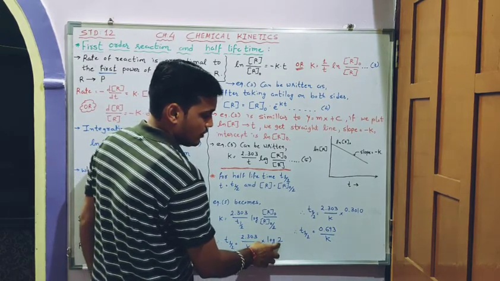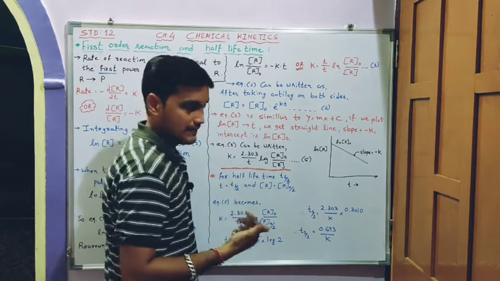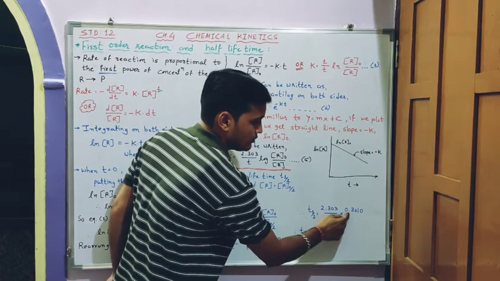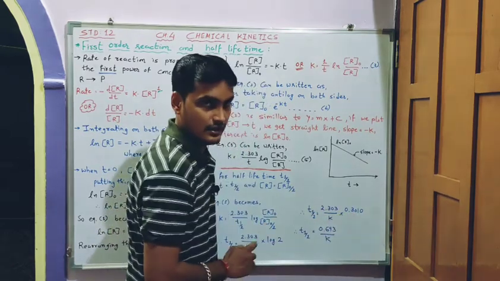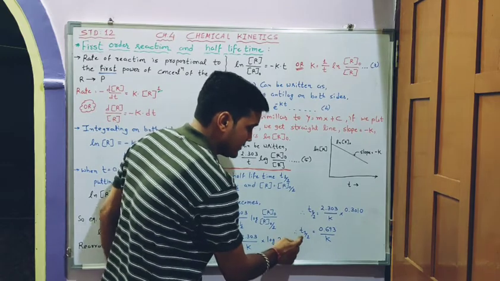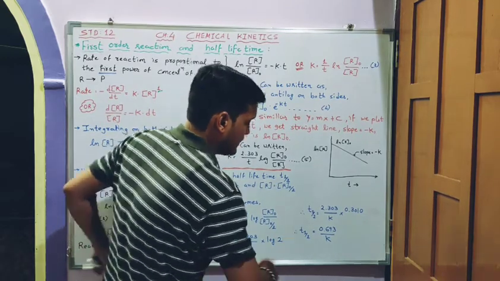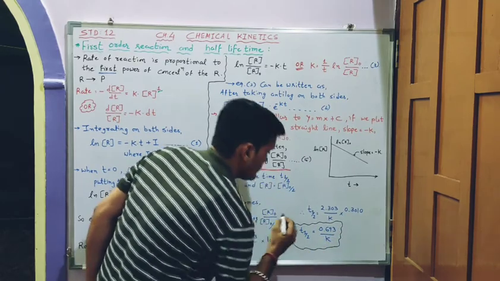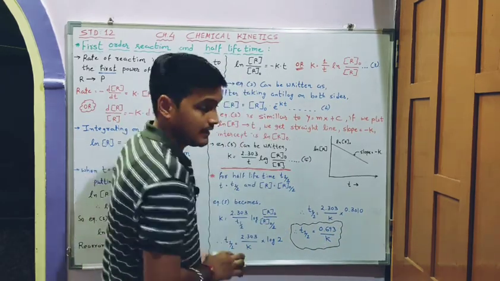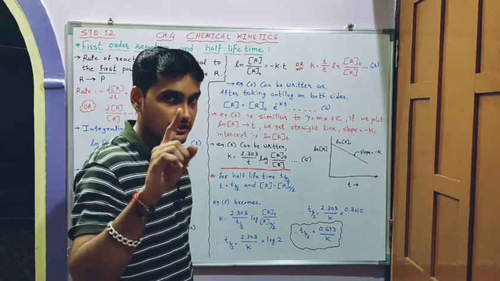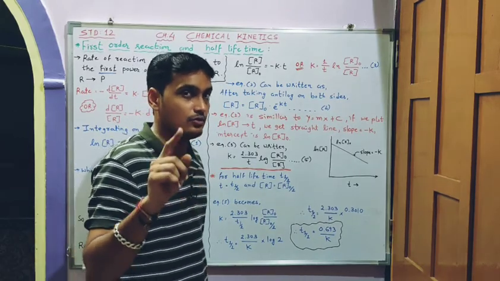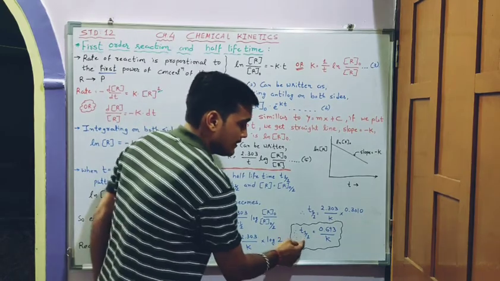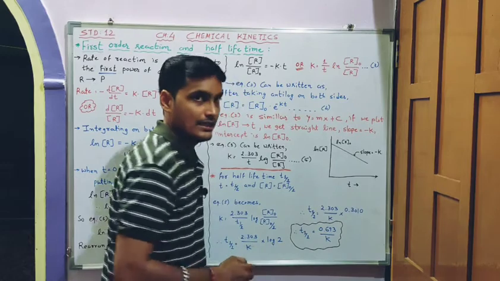You know the value of log 2. The T1 half is equal to 2.303 by K into 0.3010. So you will get the final equation: T1 half is equal to 0.693 by K. Half lifetime for zero order reaction is T1 half is equal to R0 by 2K, and for first order reaction T1 half is equal to 0.693 by K.